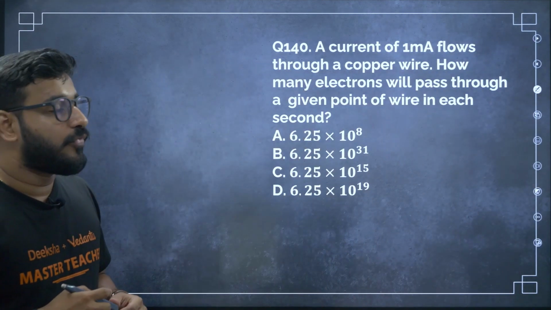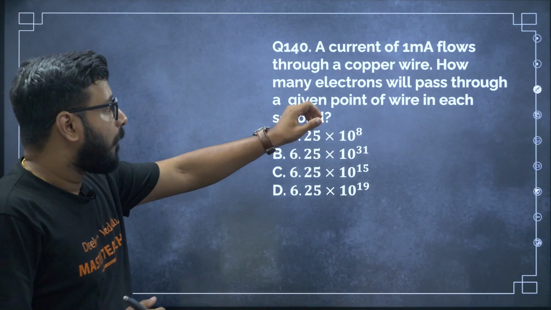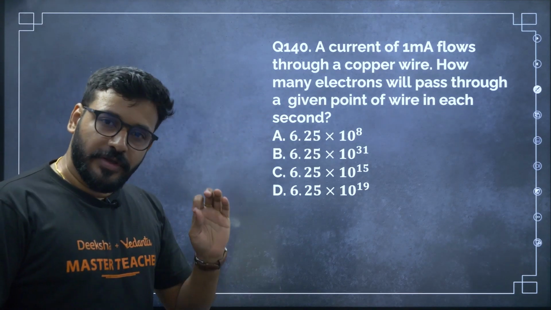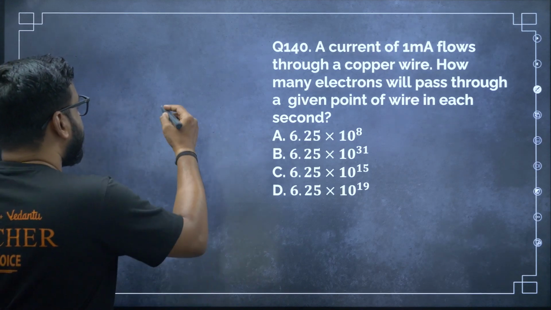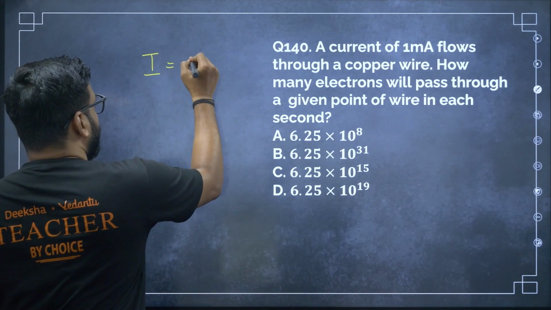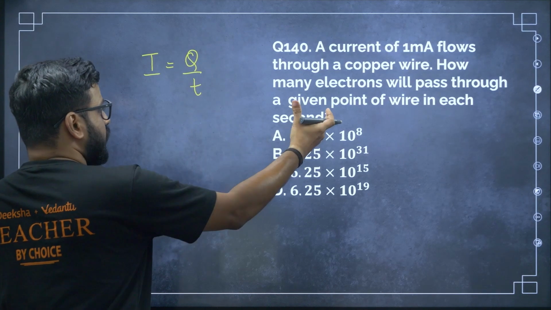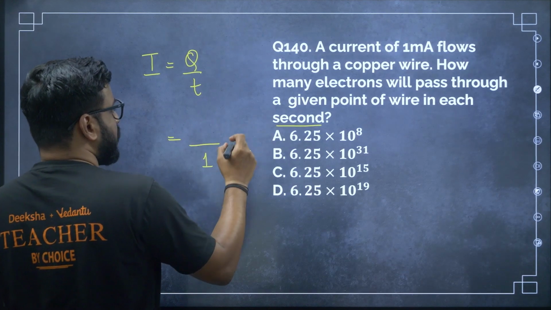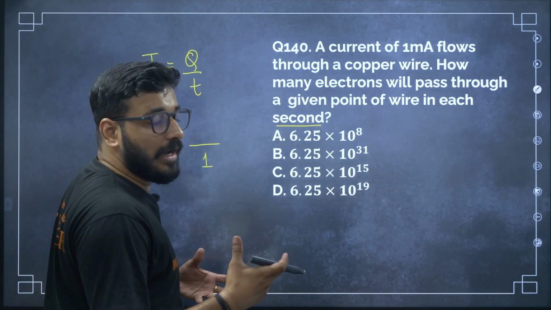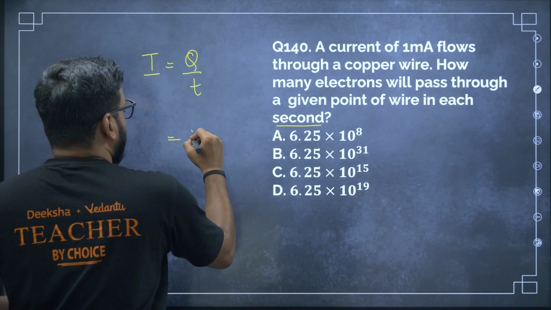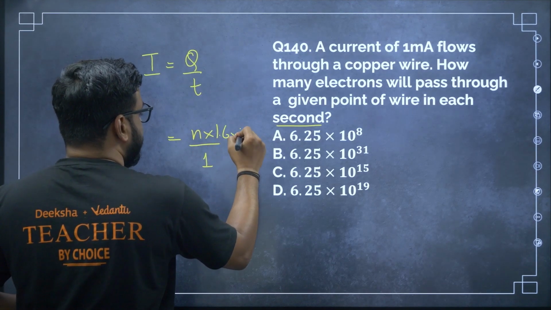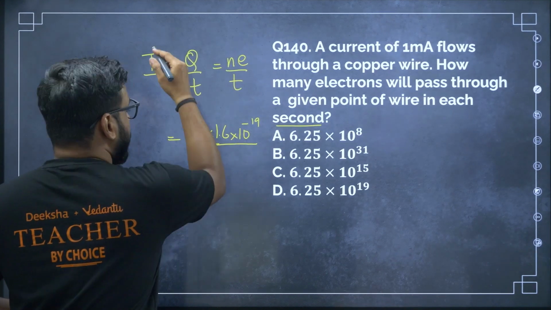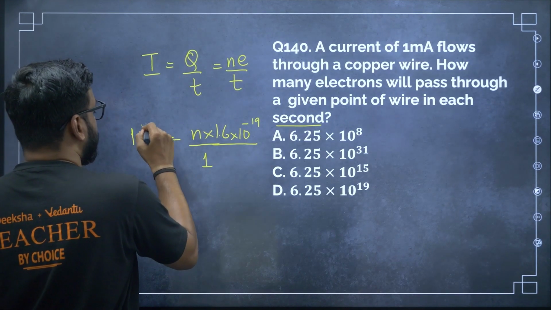A current of 1 milliampere flows through a copper wire. How many electrons will pass through a given point in each second? This is also a very trivial question, with a very trivial formula. The current-charge relation: current is equal to charge per unit time. Time is given as each second, so time can be taken as 1 second. Charge is given by quantization, so you take N into E, where E is 1.6 into 10 to the power minus 19. So NE divided by T, and current is 1 milliampere, 10 to the power minus 3.